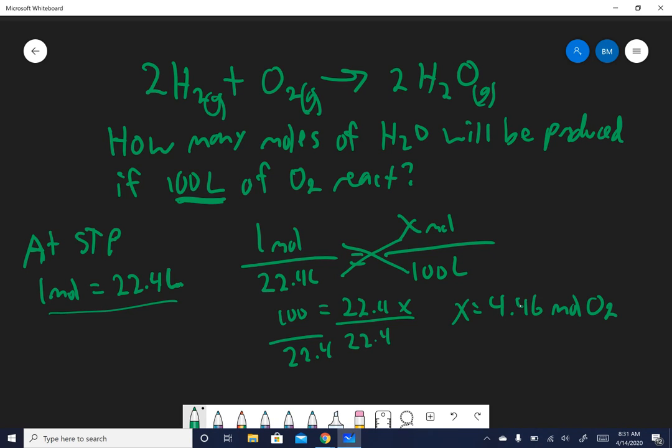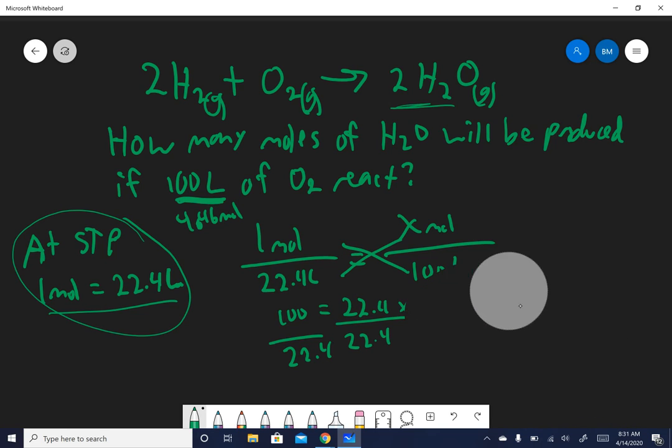Now, instead of reading 100 liters, what I'm going to say is how many moles of water will be produced if 4.46 moles of O2 react. So I use this conversion, this standard, this constant, do a proportion, convert liters to moles. That's what I did here. Now I can do my regular stoichiometry problem.